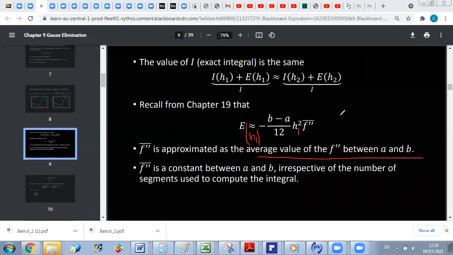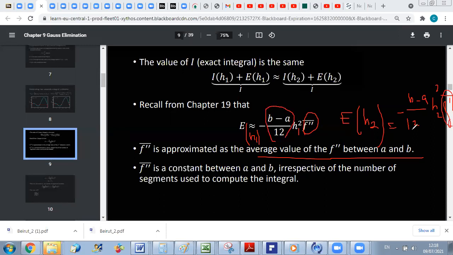And I can now write that the error obtained when using a step H2 is equal to minus (B minus A) over 12 times H2 squared times F second average. And now these parameters in the two error expressions, F second average and (B minus A) over 12, are not changing. Actually, to be very accurate, these terms F second will change.